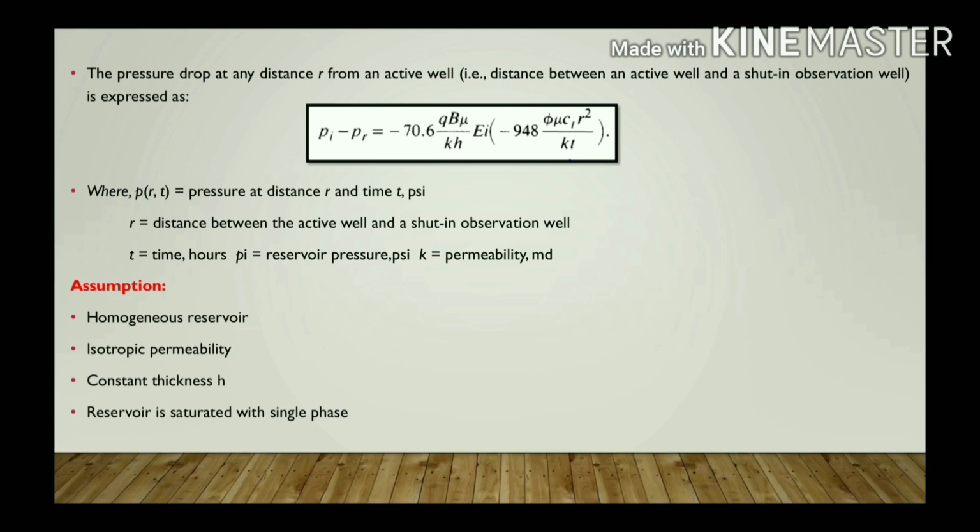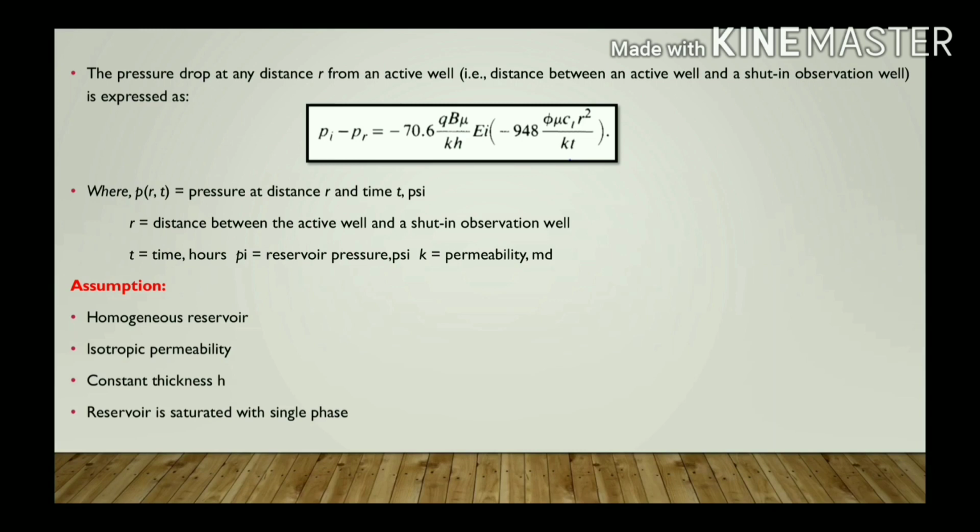So here you find the very fundamental equation in an infinite acting reservoir: Pi minus Pr is equal to minus 70.6 QBμ upon Kh into Ei functions. So this is simply a restatement of a familiar result which we find in an infinite acting reservoir.